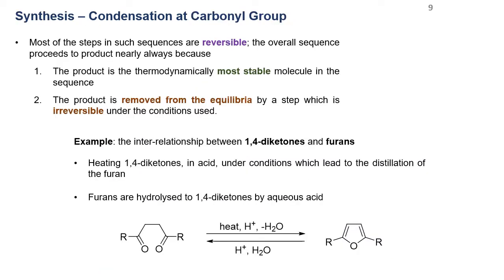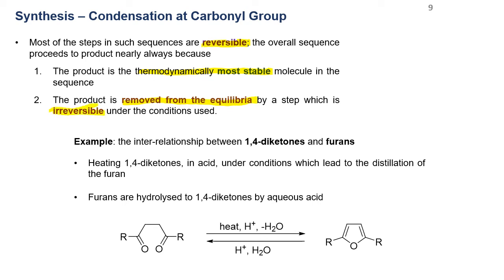The underlying message that I would like to emphasize is that the steps in condensation reactions are mostly reversible, but at the end you will nearly always get the product, because it could be that your product is thermodynamically the most stable in the reaction equilibrium, or the other possibility is that your product is removed from the equilibrium by a step which is irreversible. What does it mean?